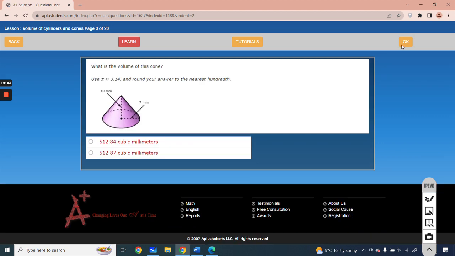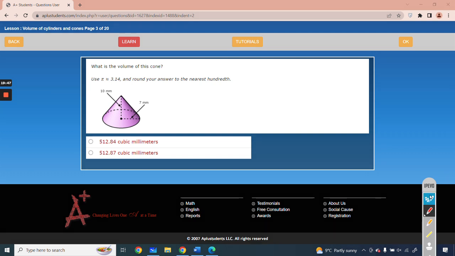Okay, the next one is the volume of the cone. So whenever we have to find the volume of the cone, we have to use the formula that is V equals 1 by 3 pi r square h. Just put up all the values. Pi is 3.14, r is 7 square and h is 10. Just use the calculator and calculate the values. So 7 square is 49.